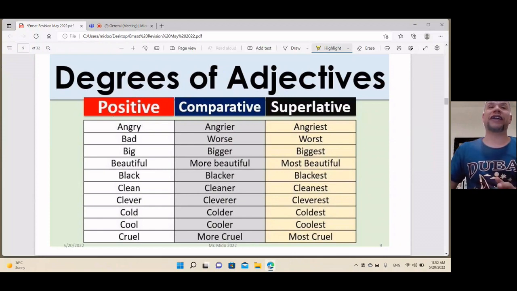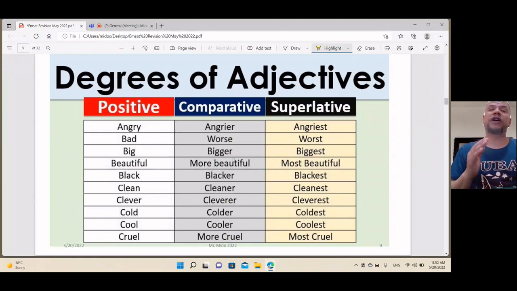Second type is comparative. When you use this adjective in a comparison between two places, two things, two people, you have to add er and then than, or more and then than. So when I say, for example, Ali is tall, this is one adjective. But here, Ali is taller than Ahmed. I have 2 people, so I put than. So in a comparison, you always have than.